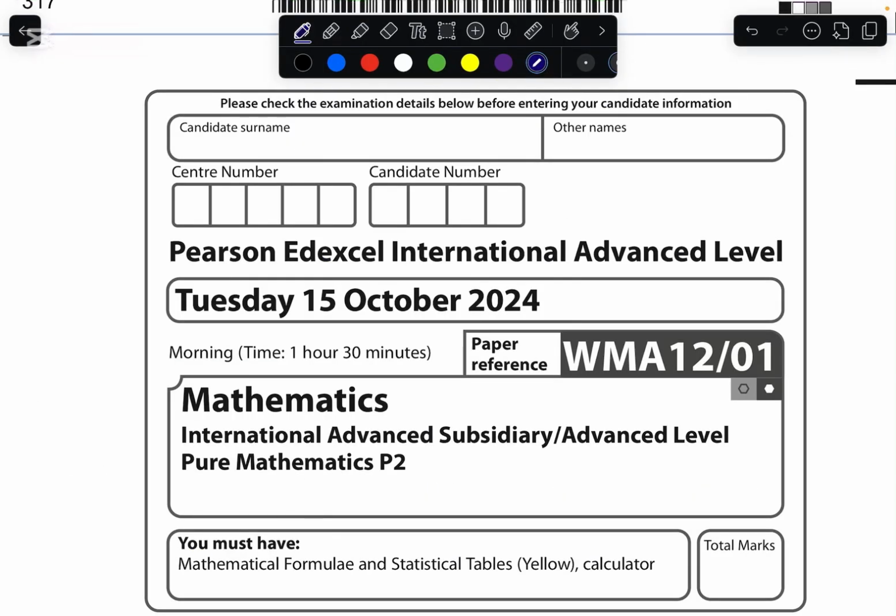That is the October 2024 paper. It was a quite difficult paper.